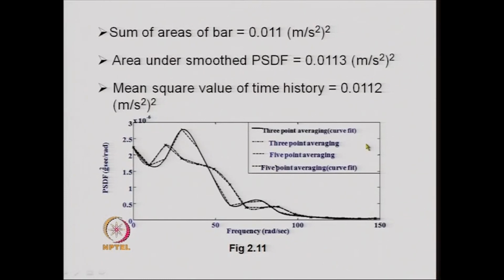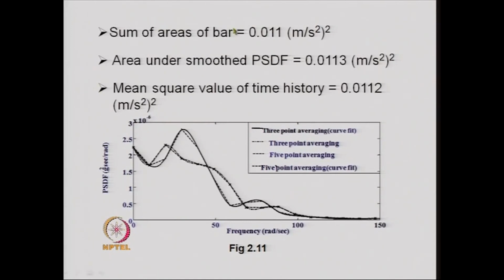Now here the raw PSDF that we got has been smoothened by various smoothening techniques, that is the 3-point averaging technique, then the 5-point averaging technique, then the 5-point averaging curve fitting technique, and finally this shows a more or less smooth power spectral density function of ground motion obtained for the time history of ground motion having 32 ordinates.